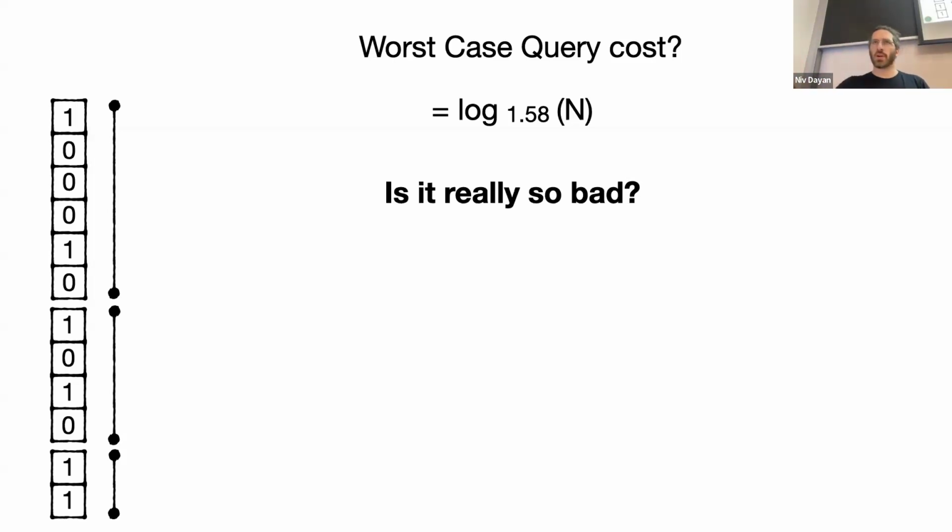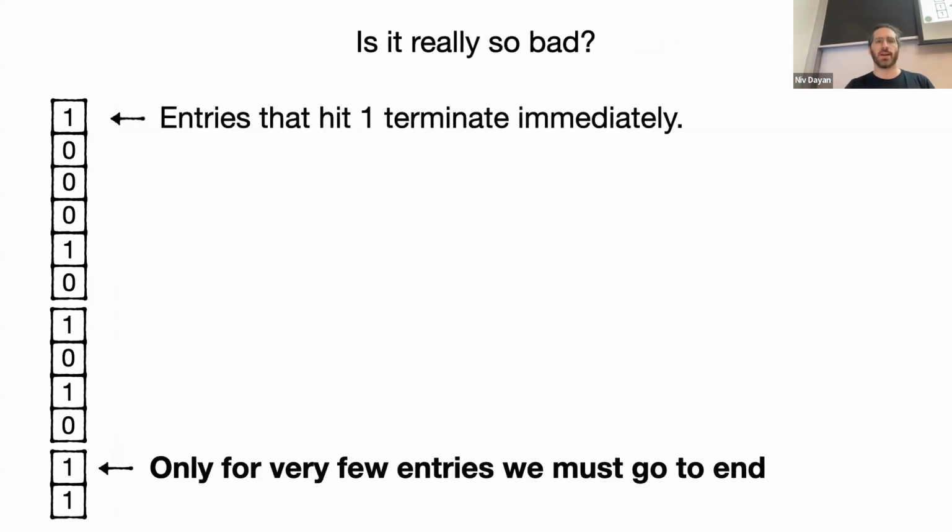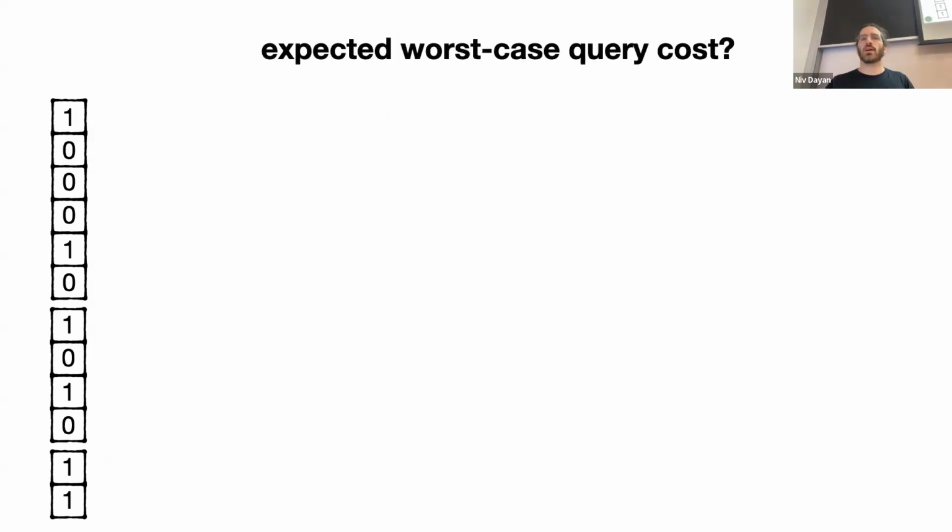So now we're going to take all of these different intuitions that you've said and apply them. Observe that for an entry that encounters a 1, that entry can terminate immediately, right? An entry that encounters a 1 does not need to traverse the rest of the bitmaps. And it's only for very few entries that we must go all the way until the very end. So take those two things together and let's use that to analyze the worst case expected query cost. So now, not the worst case, but the expected worst case.